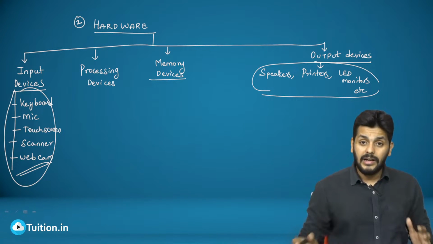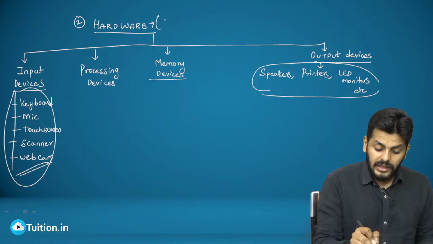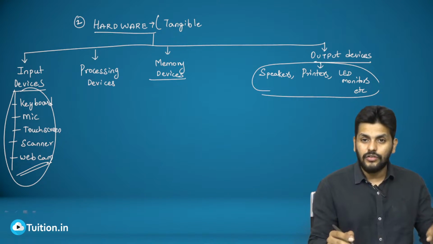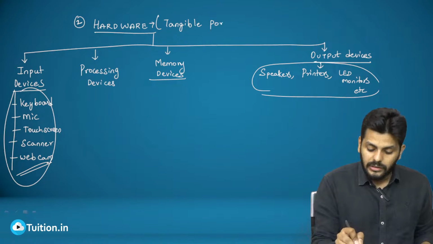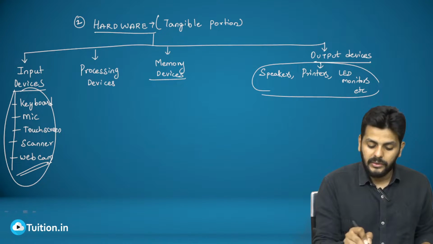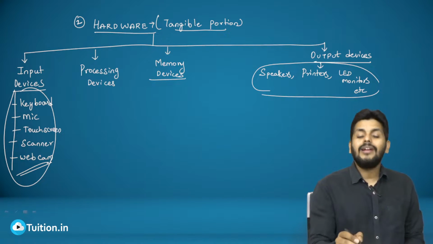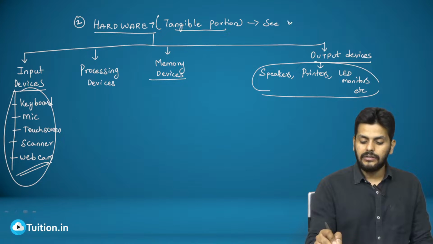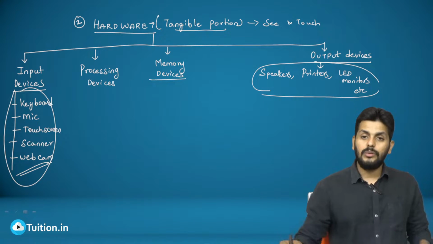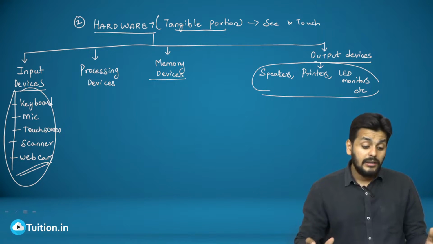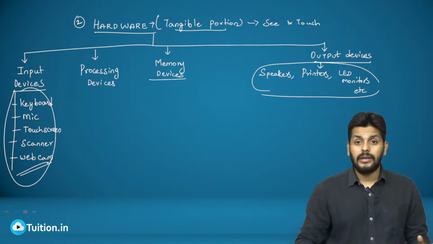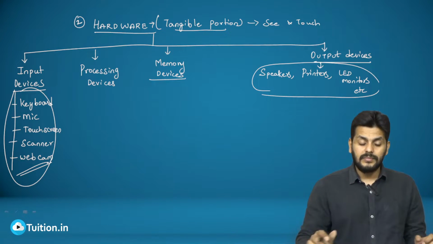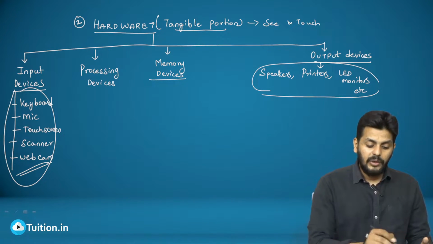This is about the hardware. What is hardware? Hardware is nothing but the tangible portion. You know what tangible means? That you can touch and see and feel. That is called tangible. So hardware is the tangible portion that you can actually see and touch. That part of the computer which you can see and touch is called the hardware, and that I don't think should be a problem here. That is what it is all about. Then we have input devices, output devices.